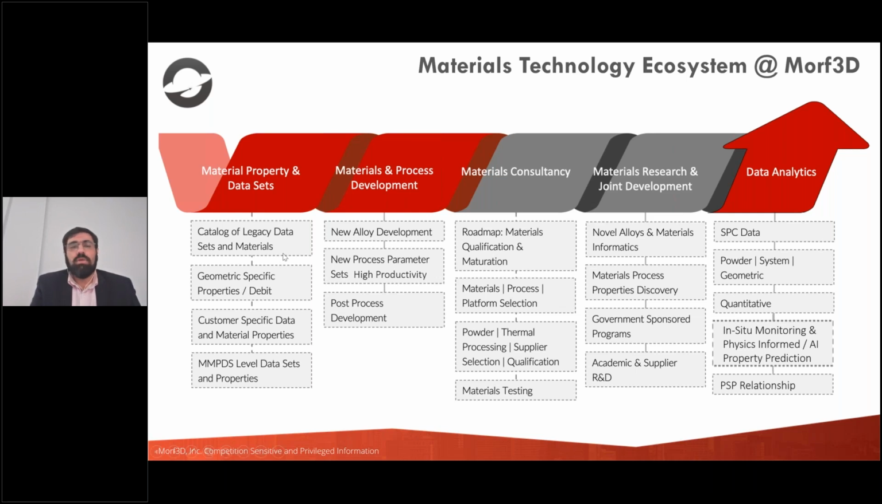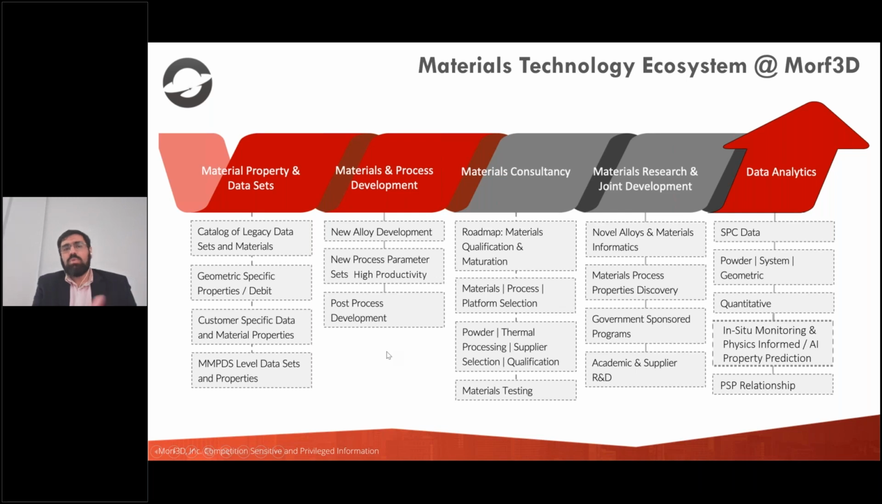So today we are very much here. I hope that everyone can see my cursor moving. And if not, I'm just going to read that: the catalog of legacy data and data sets for different materials and platforms. And that can be expanded into geometry-specific properties, customer-specific data and material properties. A lot of times it's not just tensile or fatigue, but corrosion behavior, for example. And all the way when it gets to some specific parts that need to go through the certification process, the MMPDS level of data set generation.